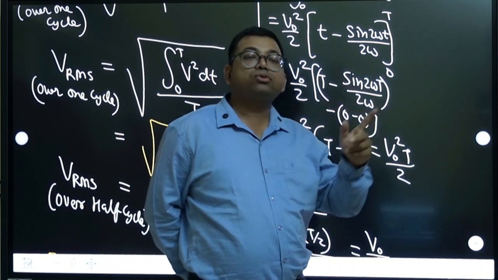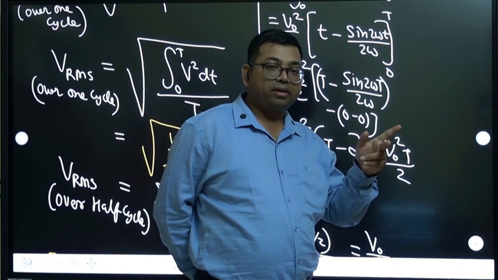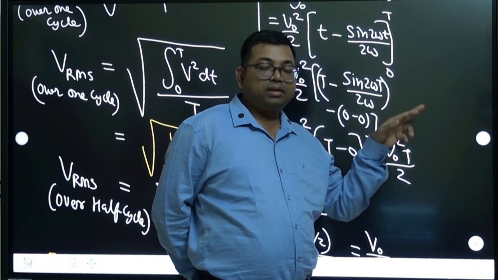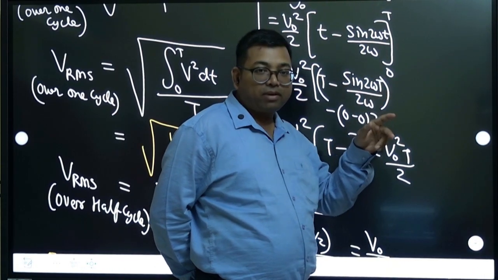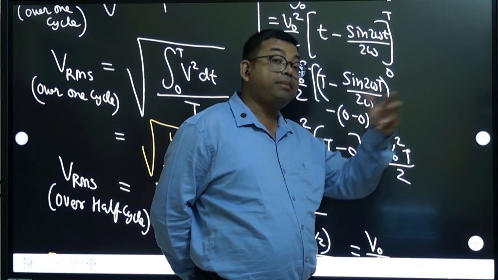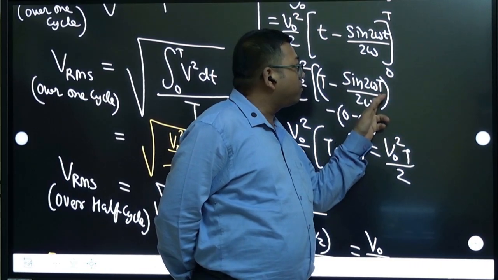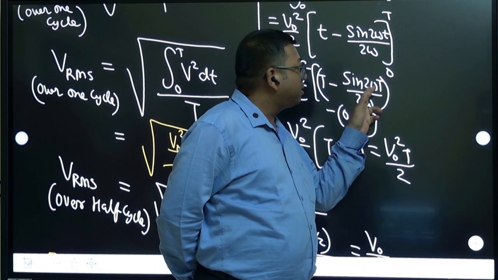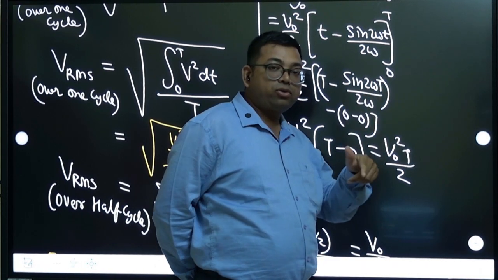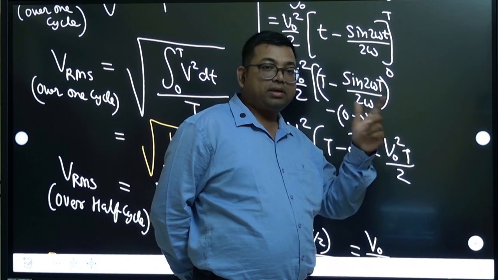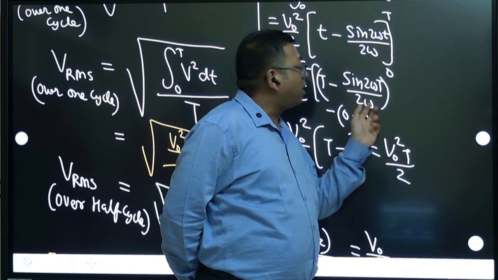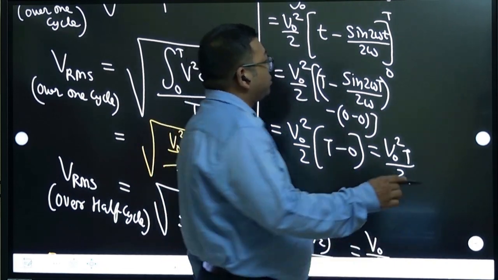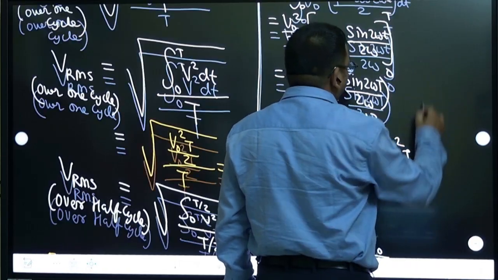Because omega T is 2 pi. Right? So if you take, let us say, time T by 4, what will happen? It will become omega T by 2. So omega T by 2, how much it will come? Think about it. Check it. Not a big problem. Check it.